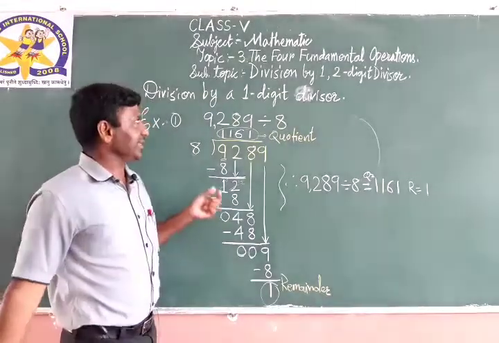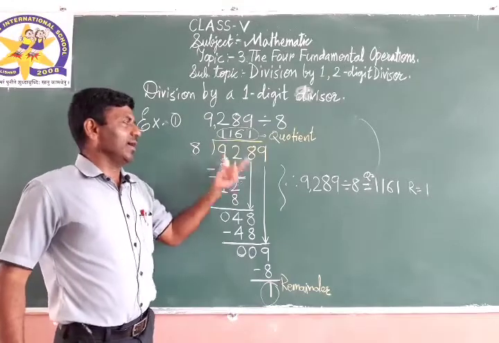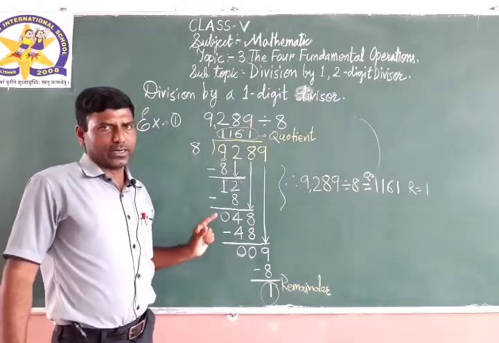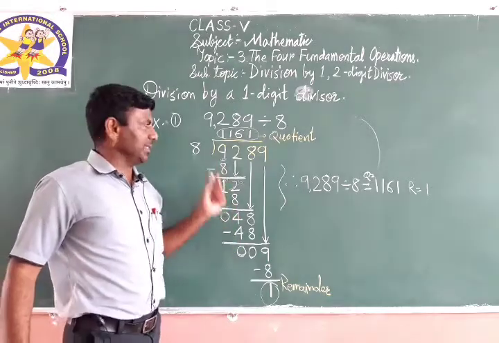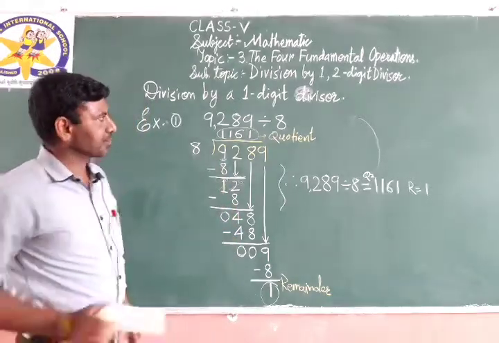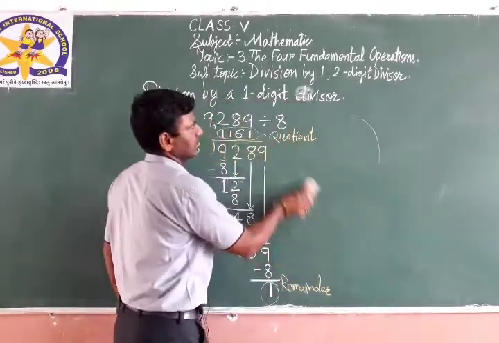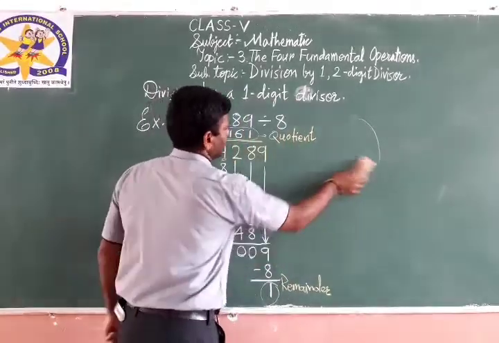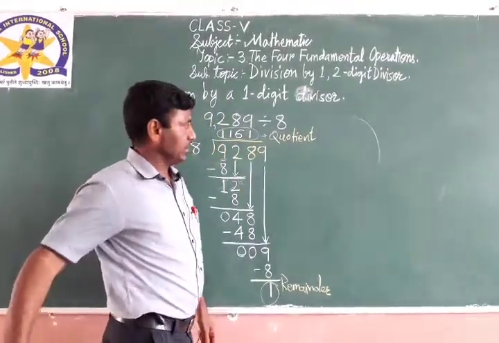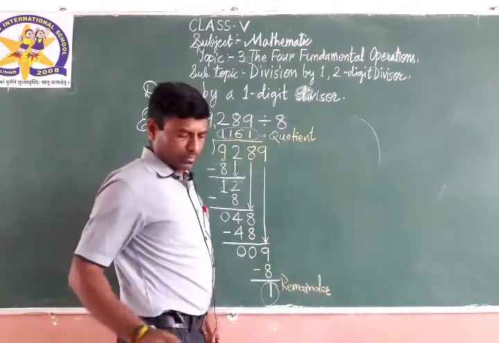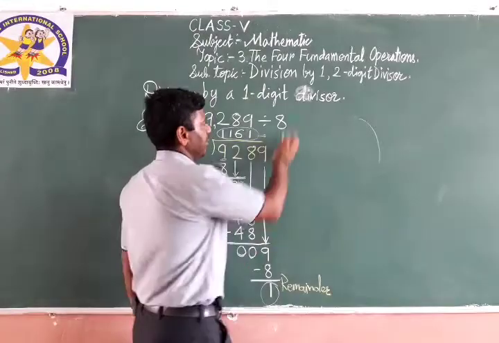Understand? This is division with the help of a one digit divisor. How we are dividing? Got it? Any problem? We will see another example of this. Okay. I will write here another example. Again, your ideas will be clear. I will keep this as it is.